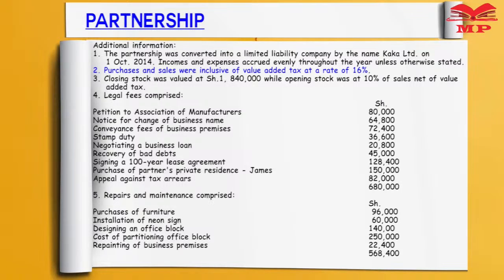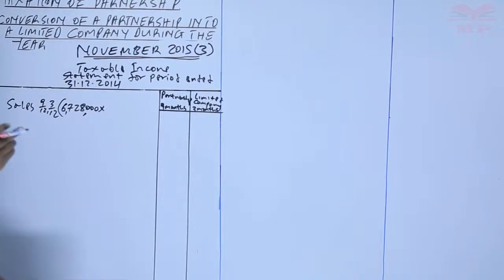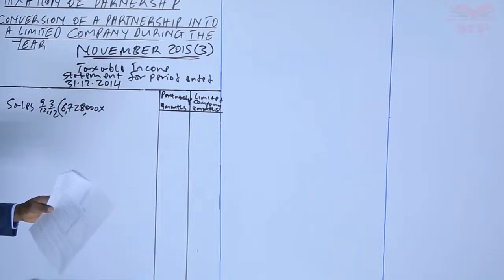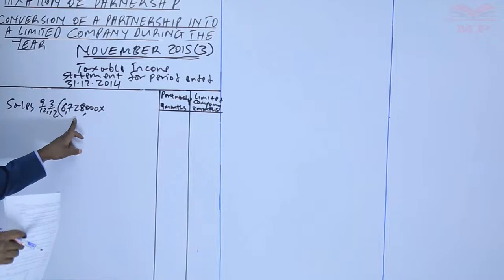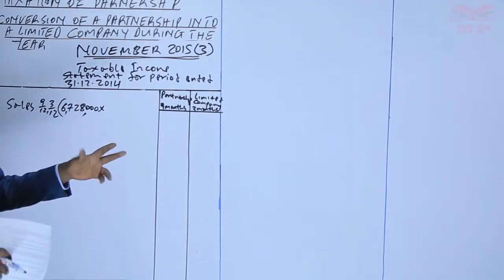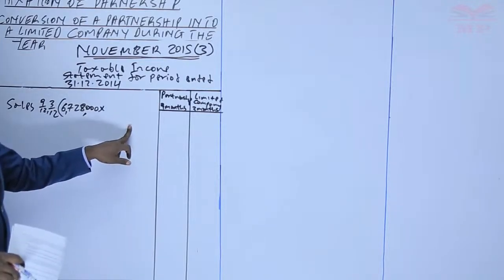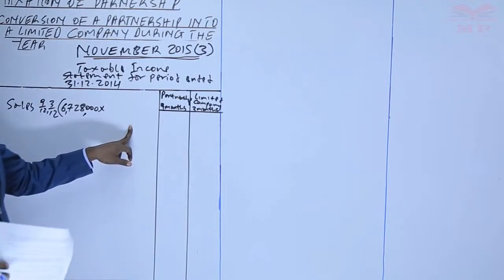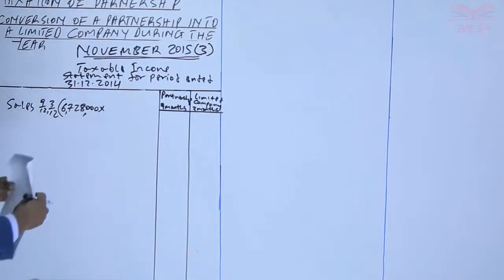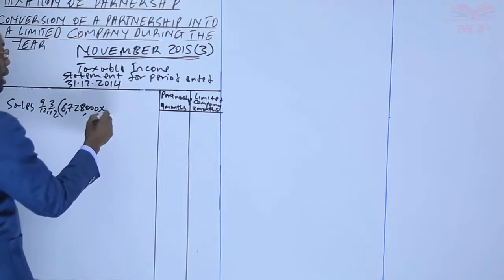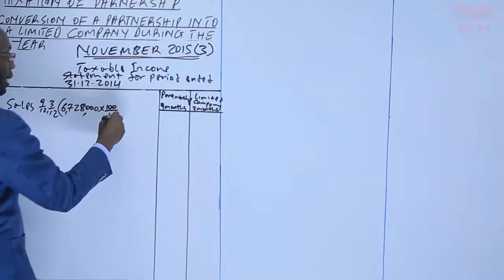If you look at additional information number 2, we are told that the purchases and sales were inclusive of VAT at the rate of 16% where applicable. So that means this sales has VAT. So this sales is at 116%. Remember, when you're getting the taxable income, VAT should not be factored in anywhere. So if they have the VAT, we need to remove the VAT. So we want to get the sales without VAT. So if this is 116%, we must get the 100. So take note that we are not interested in the VAT, the 16%. We want the figure without VAT, the 100. So if this is 116, 100 will be what? Cross multiply. It will mean that you multiply by 100 over 116.